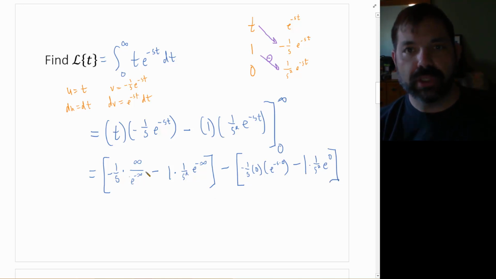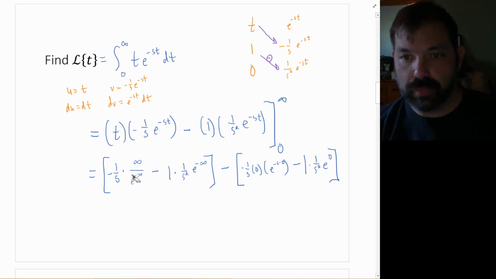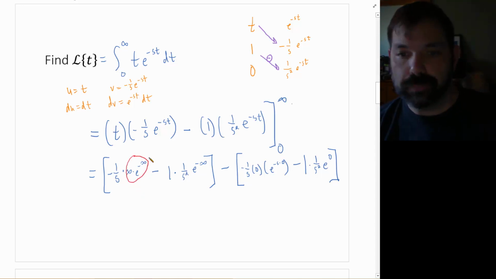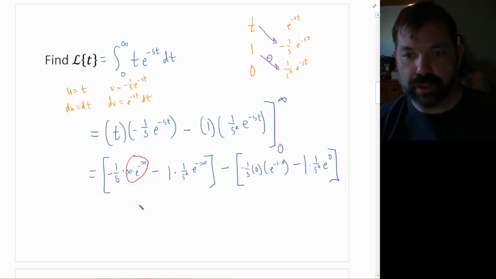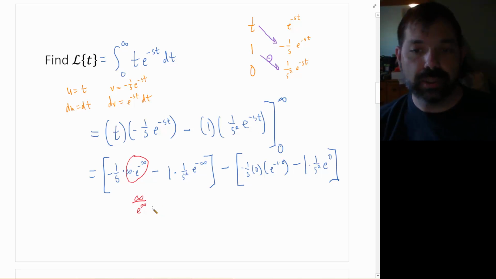All right, so what happens here? What is this infinity over... I shouldn't have written it like that. I should have written it as infinity times e to the negative infinity. There. So now what happens here? What's infinity over e to the infinity? e to the infinity is larger than just infinity, and so this will tend to 0.